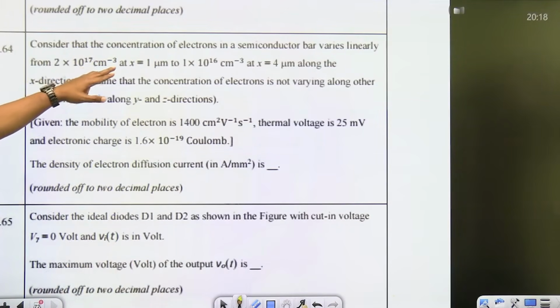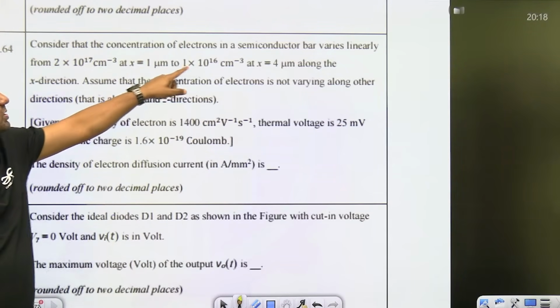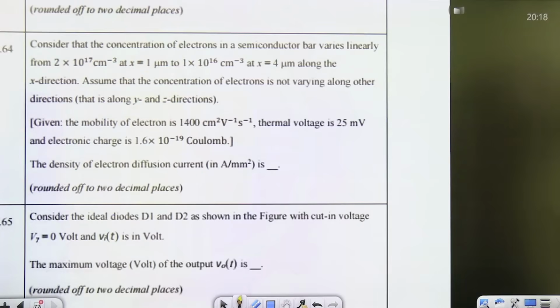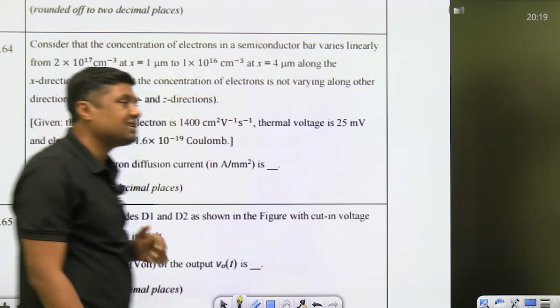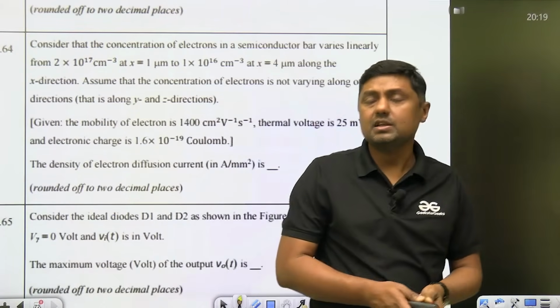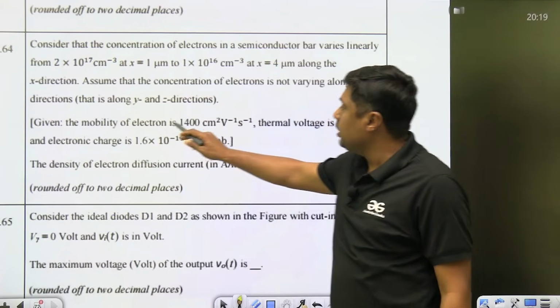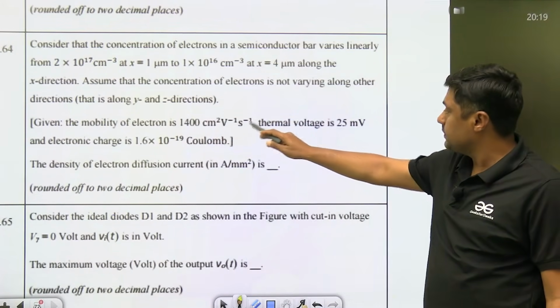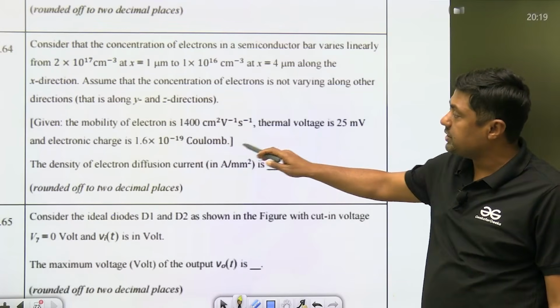Consider that the concentration of electron in a semiconductor bar varies linearly from 2 into 10 raised to power 17 to 1 into 10 raised to power 16, from 1 micrometer to 4 micrometer, x is given in x direction. Assume that the concentration of electron is not varying along the other directions, y and z. So that variation is in x direction, which means current will be in x direction. Now given the mobility of electron is 1400, thermal voltage is 25, electronic charge is this much.